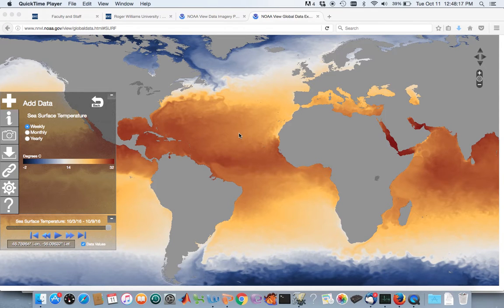Hello. Today we're going to look at seasonal heating on Earth. So we mentioned that the Earth absorbs different amounts of energy per unit area depending on the latitude. And this is because the angle at which the energy from the Sun intersects the surface of the Earth changes with latitude.